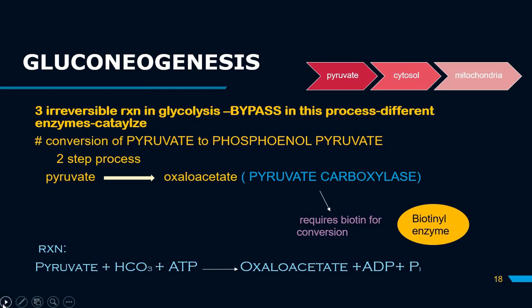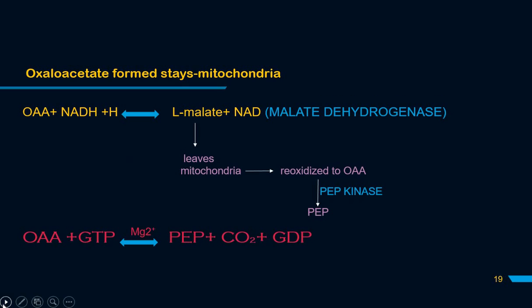First, pyruvate is being converted to oxaloacetate. Oxaloacetate is formed in the presence of pyruvate carboxylase. This enzyme is a biotin enzyme which requires biotin for conversion. So the reaction of this first step is pyruvate in presence of ATP converts into oxaloacetate and ADP. Coming to the next step, oxaloacetate consumes NADH and forms malate.